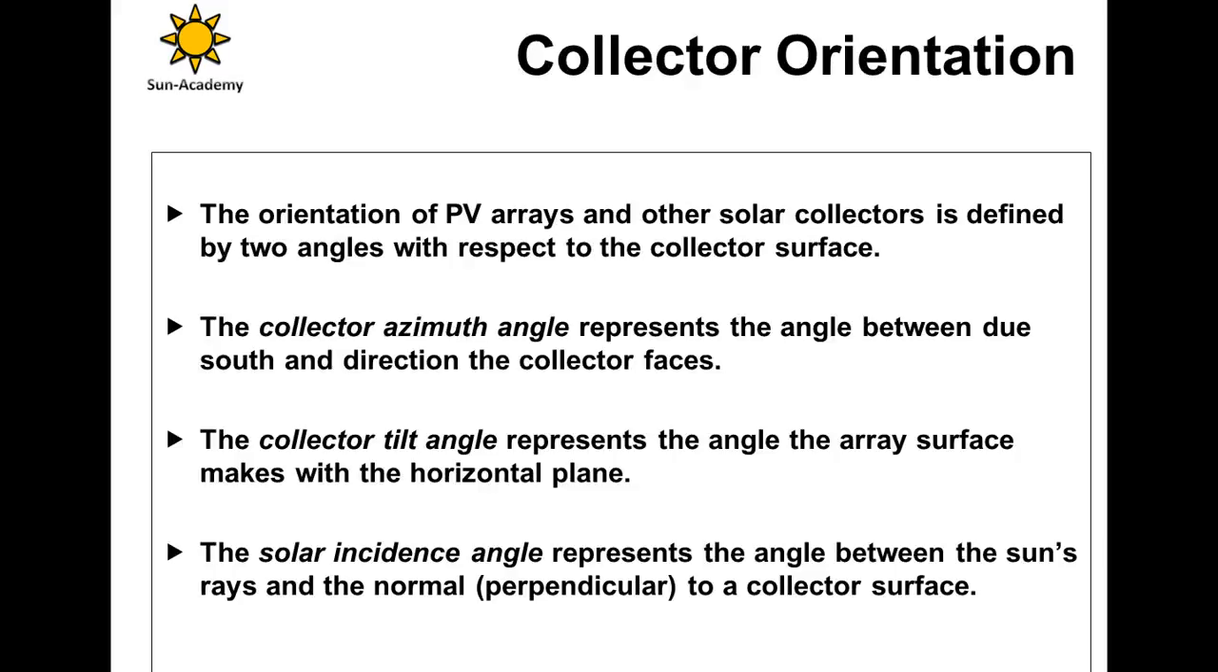The orientation of PV arrays and other solar collectors is defined by two angles with respect to the collector surface. The collector azimuth angle represents the angle between due south and direction the collector faces. The collector tilt angle represents the angle the array surface makes with the horizontal plane. The solar incidence angle represents the angle between the sun's rays and the normal perpendicular angle to a collector surface.